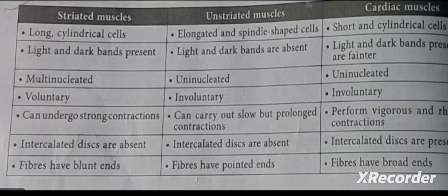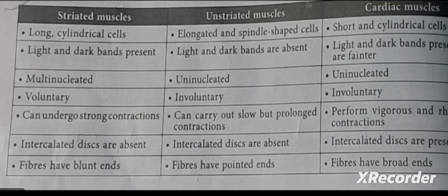That's why they are also involuntary. Okay, then the fifth point, that the striated muscles can undergo strong contraction, means they are helpful in movement. Then in the case of unstriated muscle, the unstriated muscles can carry out slow but prolonged contraction, means they are helpful in contraction but not as much as a striated muscle. Yes, they perform the slow contractions, not the strong contractions.